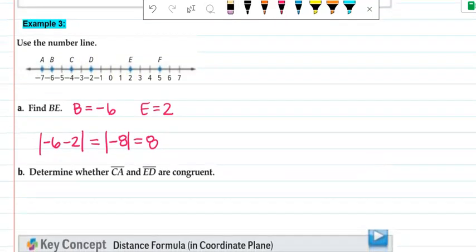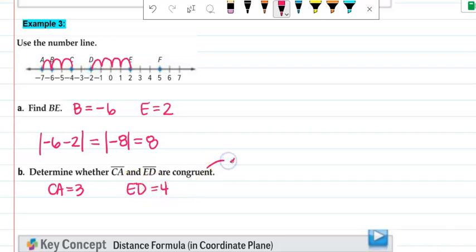Okay. Part B asks if CA and ED are congruent. So let's see. From C to A, CA is 1, 2, 3. E to D is 1, 2, 3, 4. We know that congruent means that these are the exact same. Obviously, 3 and 4 are not the same number, so these are not congruent.